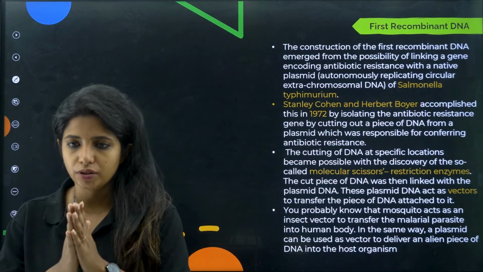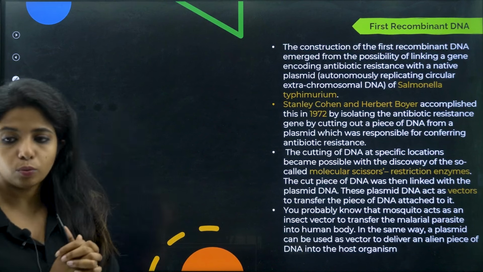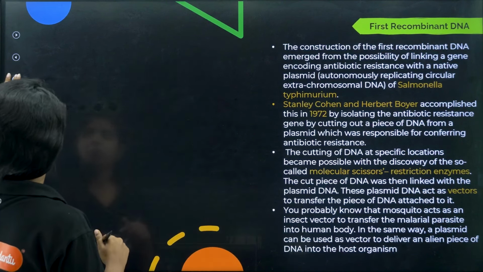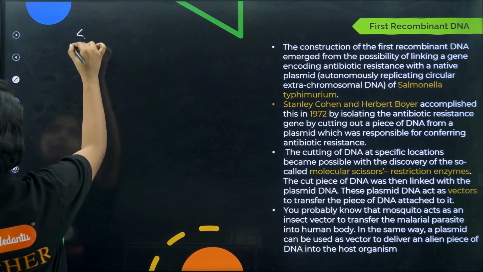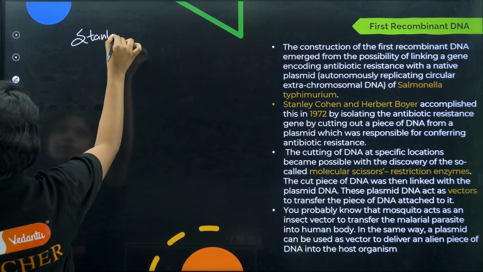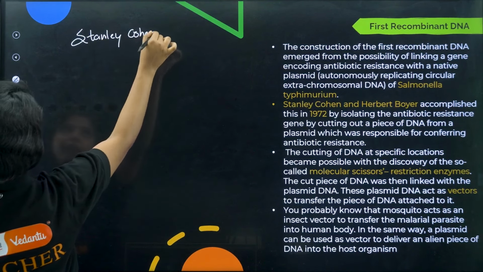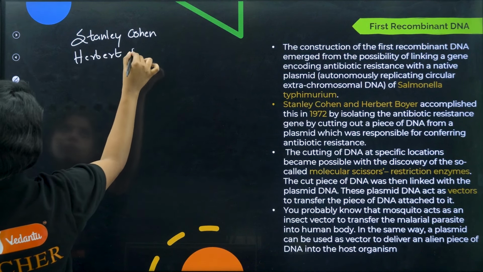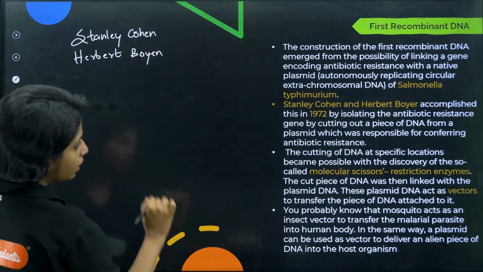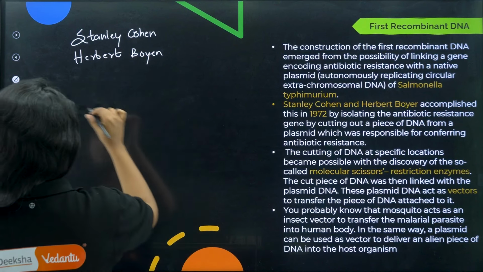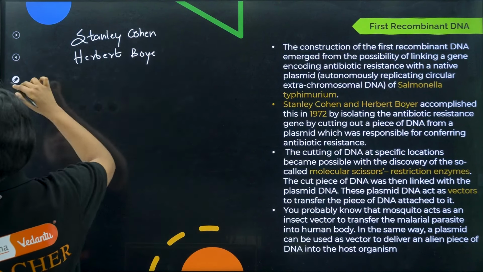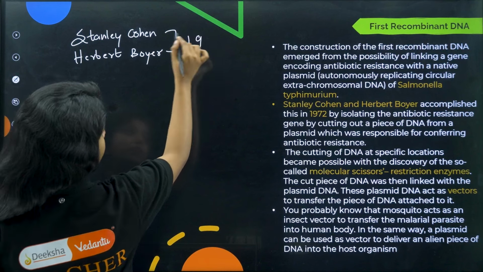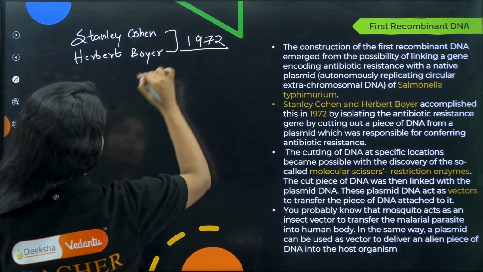So there were two scientists, children. One was Stanley Cohen and the other one was Herbert Boyer. Okay. Stanley Cohen and Herbert Boyer. You have to remember their names. I hope I am writing the spelling correctly. Boyer. I always mess it up. Boyer. Okay. And they did something in the year 1972. What was that something?